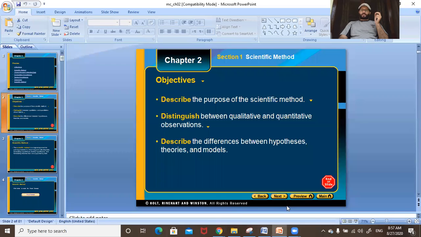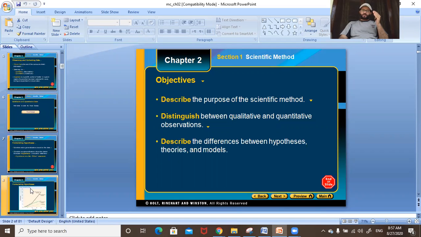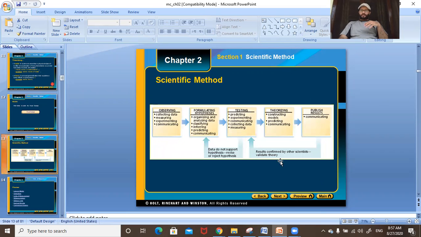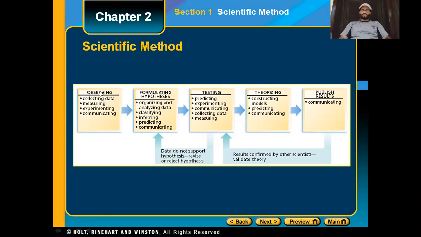So in today's lesson, we discussed the scientific method, the steps involved in the scientific method. Also, we discussed quantitative and qualitative analysis. Let me give you a little more explanation about the scientific method. Look, dear student, the very first step is observation. It includes collecting data, which might be qualitative or quantitative. You are measuring, experimenting, or communicating, while formulating a hypothesis, and then we do the experiment for it. If the experiment comes true, we will construct a theory, and then we will publish the result.